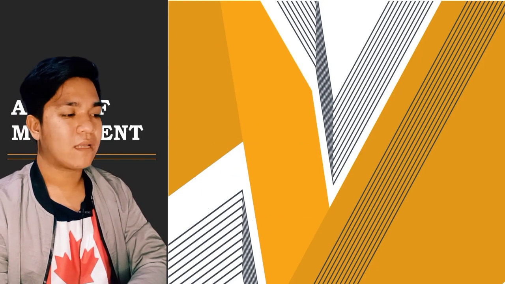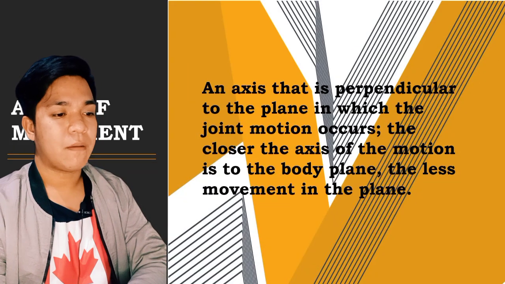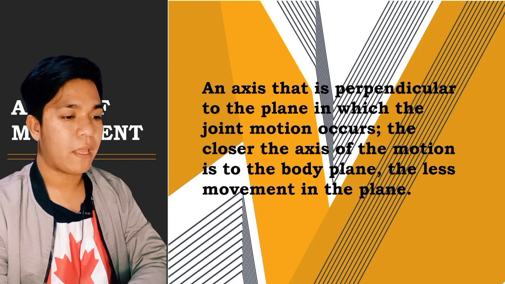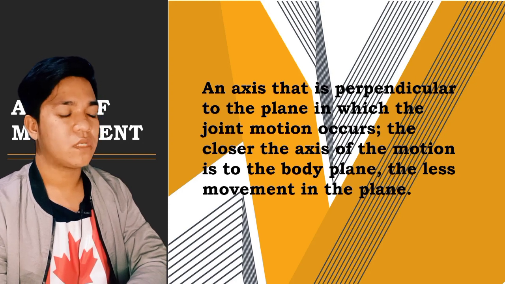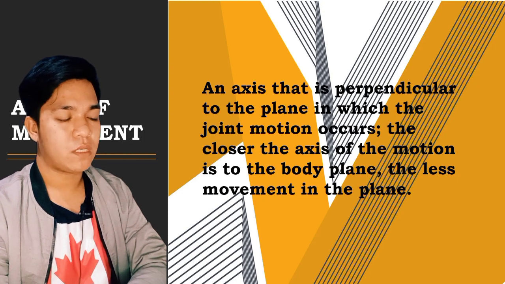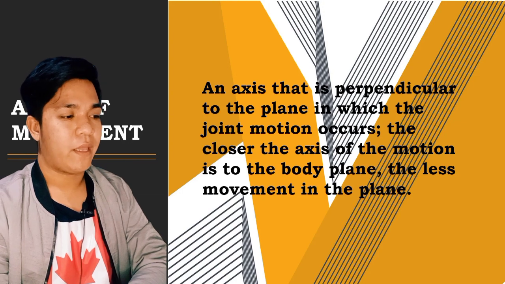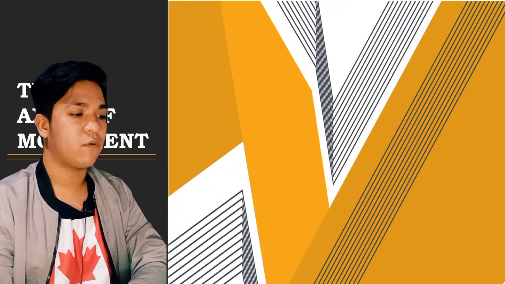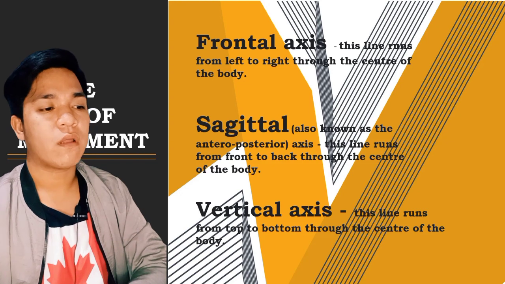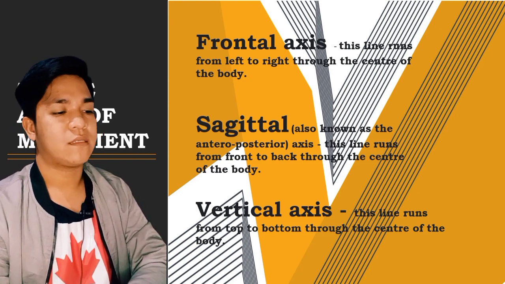The axis of movement is perpendicular to the plane in which the joint motion occurs. The closer the axis of motion is to the body plane, the less movement in the plane. We have three axes of movement: the frontal axis, the sagittal axis, and the vertical axis.